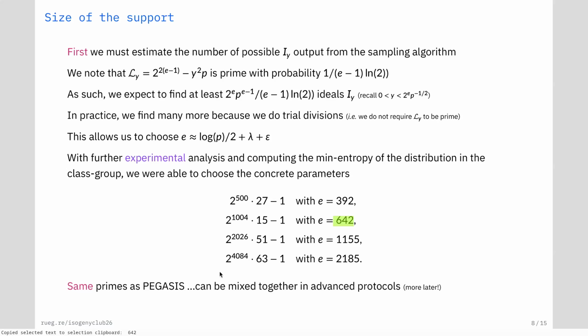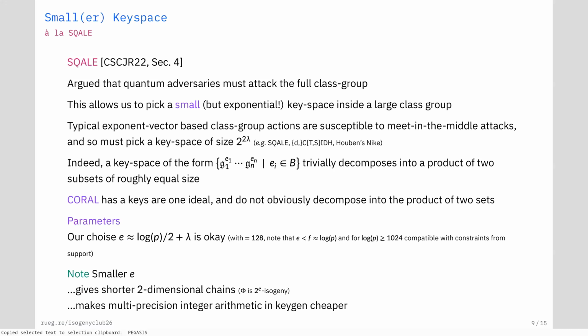But one important takeaway here is that we can pick the same primes as PEGASIS or as QT-PEGASIS or as any HD-friendly style prime. And because we can pick exactly the same shape primes, we can mix PEGASIS, QT-PEGASIS, and Coral together in some protocols to make more advanced constructions or to accelerate more advanced constructions. So I hinted at that a second ago.